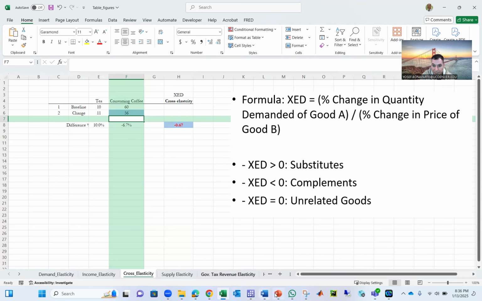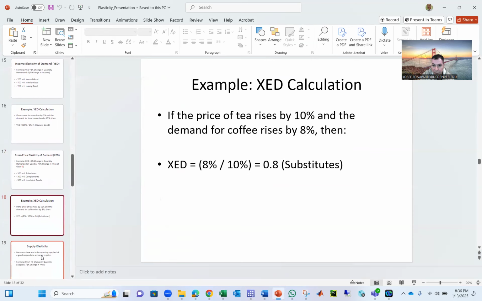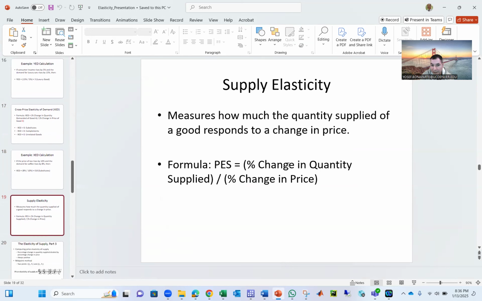All right, the next one is supply elasticity. And here's your example for cross elasticity. If the price of tea rises 10% and the demand for coffee rises by 8%, then that's a substitute because it's below 1. Supply elasticity is simpler than the others, actually. So what is supply?